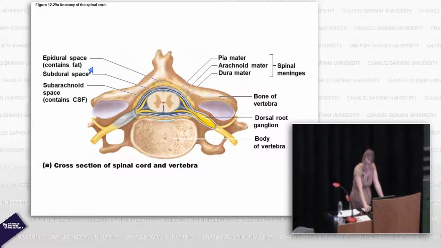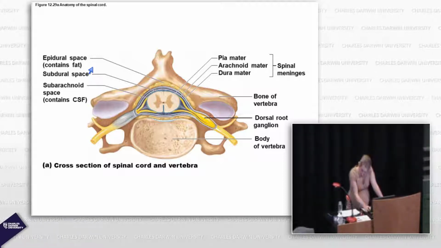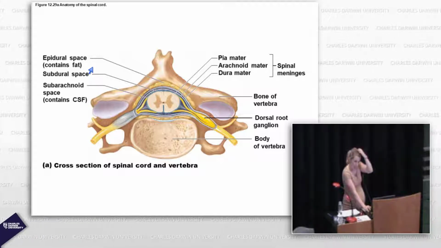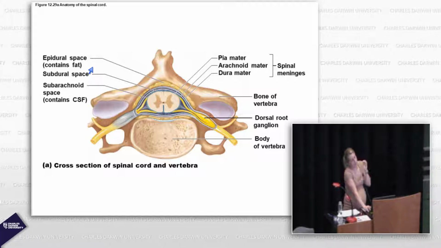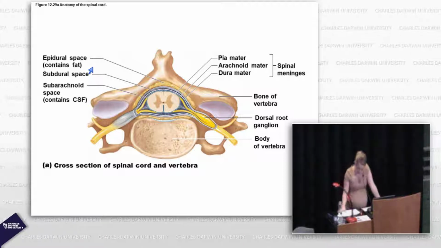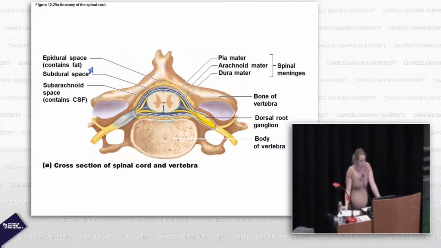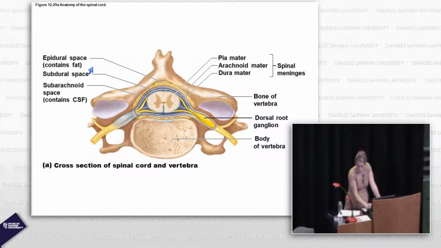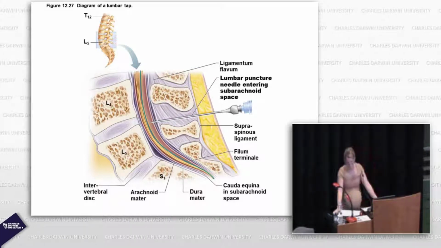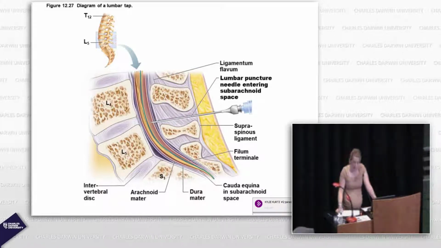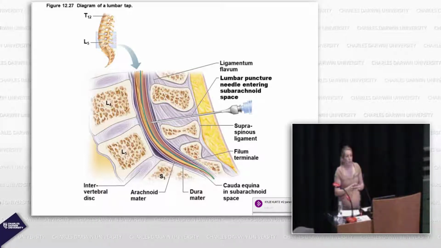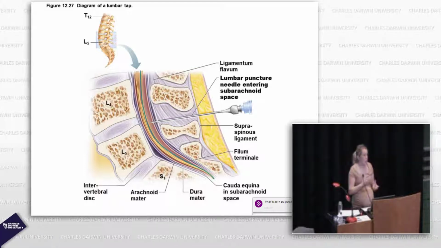Finally, we have the subarachnoid space. This is below that spiderweb layer, and this space is important because it contains the cerebrospinal fluid. Cerebrospinal fluid surrounds the spinal cord and the brain, and it carries dissolved gases and nutrients and also wastes, and also provides insulation and shock absorption. So we've got these multiple layers of protection providing shock absorption to prevent any damage to the spinal cord because it is so important.